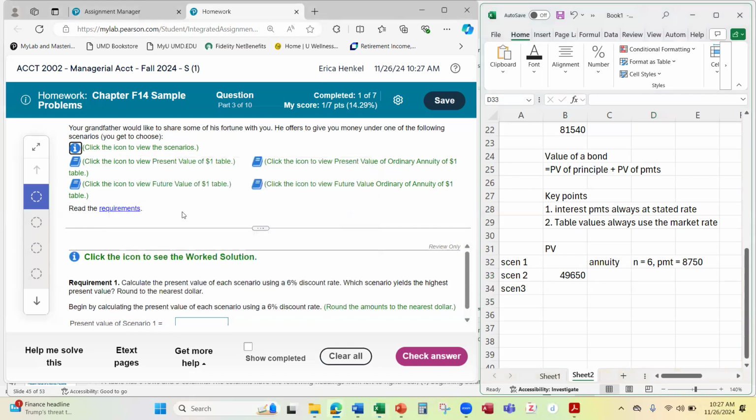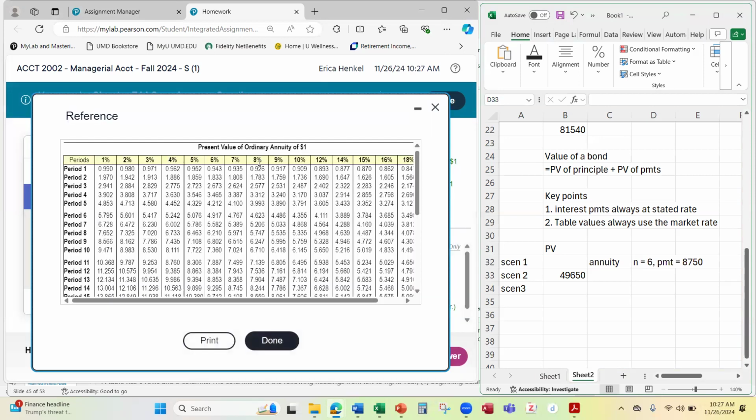So let's look at that really quick here. So it's not the present value of $1. The present value of $1 is where we just take one future amount and convert it to today's dollars. So we want to do the ordinary annuity one here. And they're telling us down here, assuming a 6% interest rate. And it's 6 years. So we've got 6% for 6 years.